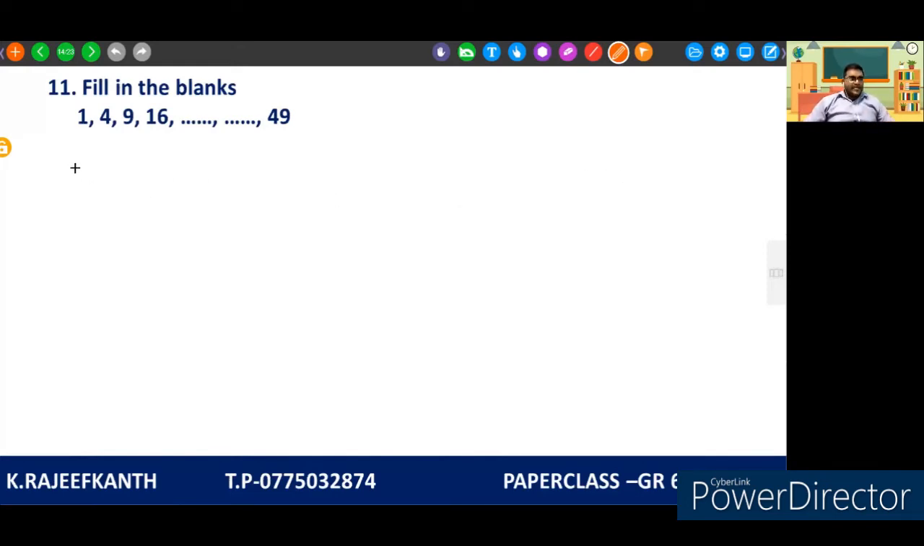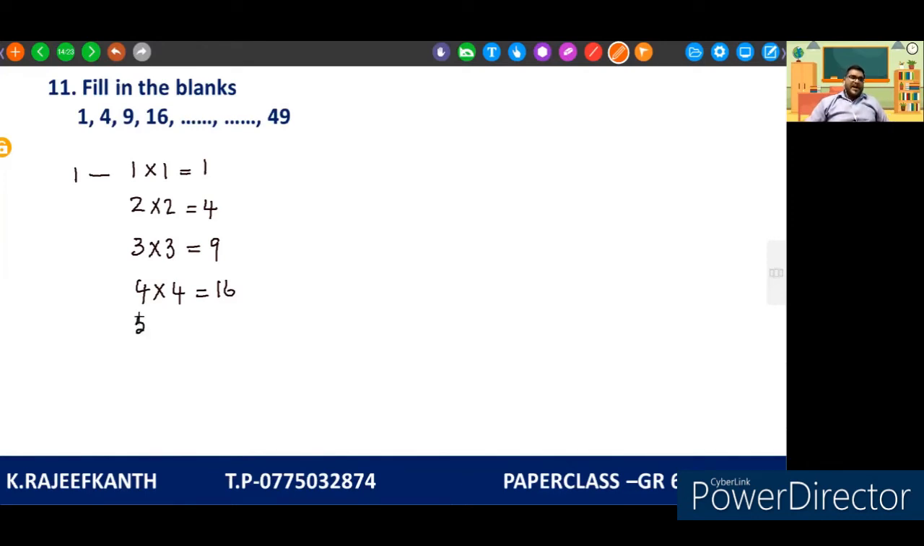Because here 1 times 1 is equal to 1. Here 2 times 2 is equal to 4. 3 times 3 is equal to 9. And 4 times 4 is equal to 16. Here they have given the first 4 square numbers. So then we have to find the fifth and sixth square number.